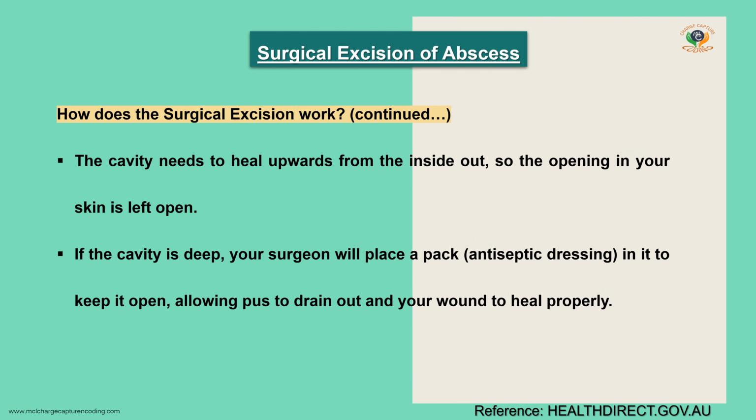Once the pus has been removed, the cavity needs to heal upwards from the inside out, so the opening in your skin is left open. If the cavity is deep, your surgeon will place a pack called antiseptic dressing in it to keep it open, allowing pus to drain out and your wound to heal properly. Some known consequences of this procedure are pain and unsightly scarring of your skin.